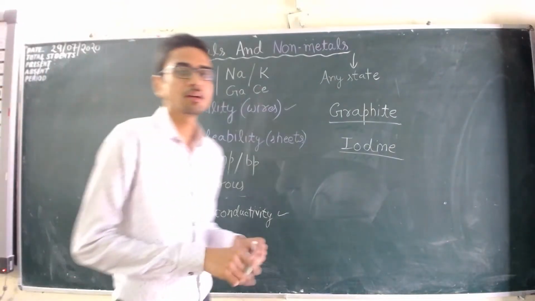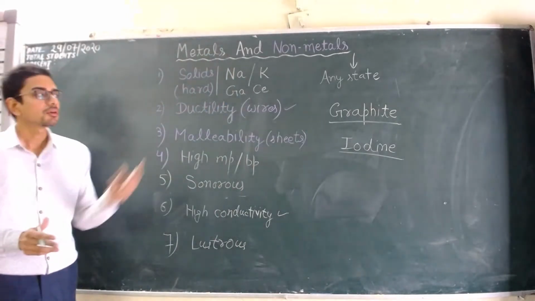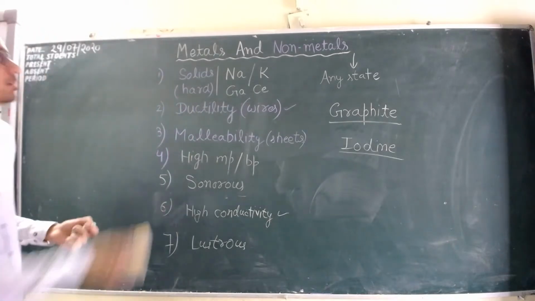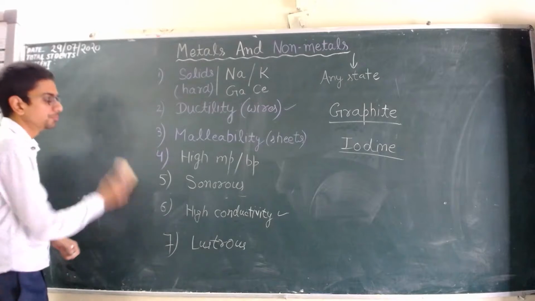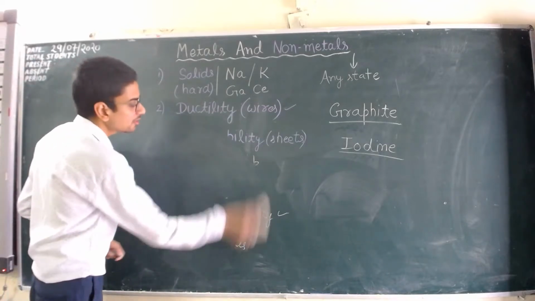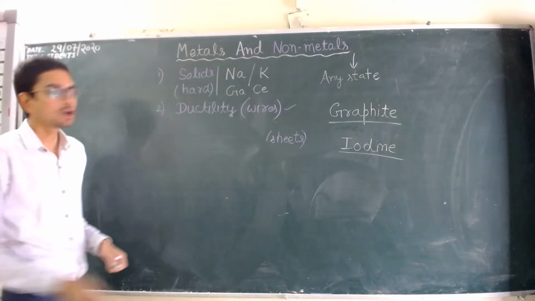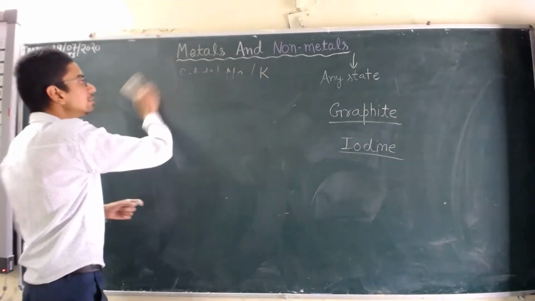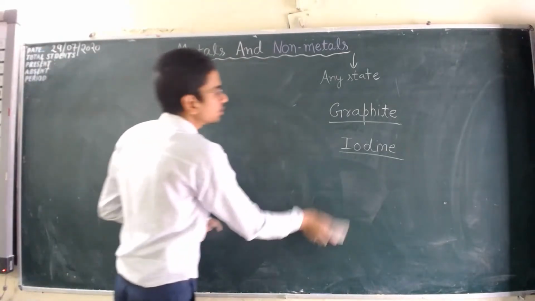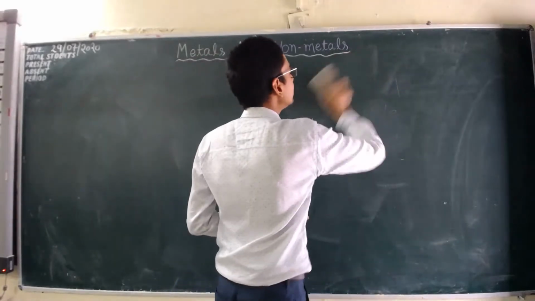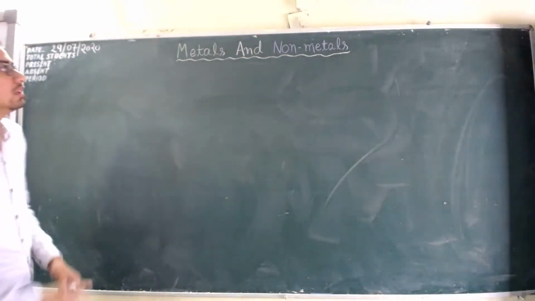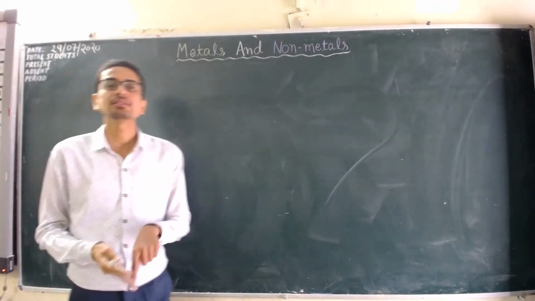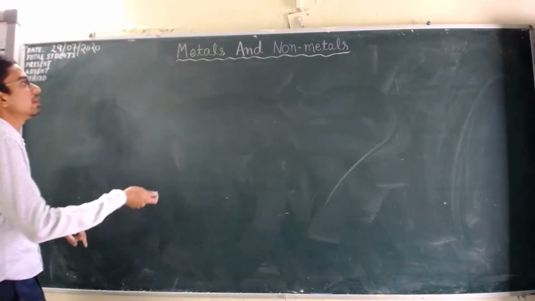The most important topics are chemical properties, because all of these you are very well aware of, but chemical properties are the main concept of this chapter. Chemical properties generally include reactivity, that is, how some metals react with other reagents. For example, how metals react with oxygen, water, acids, and other salts.